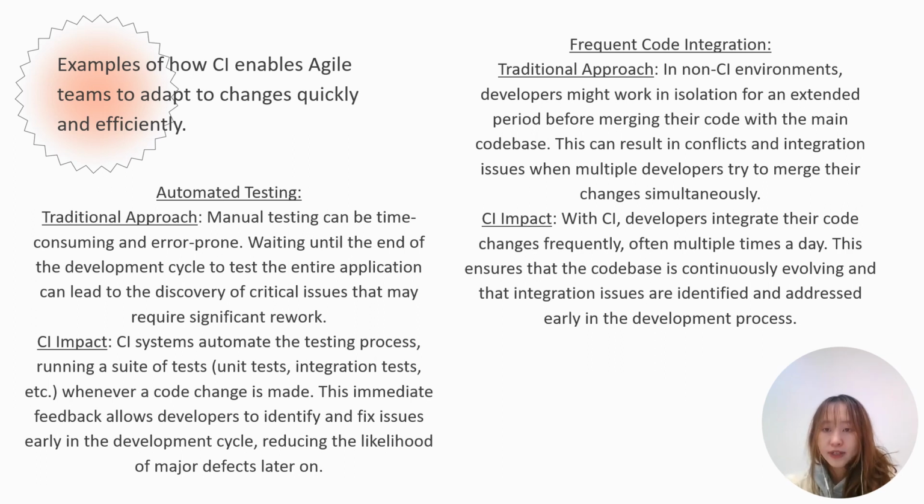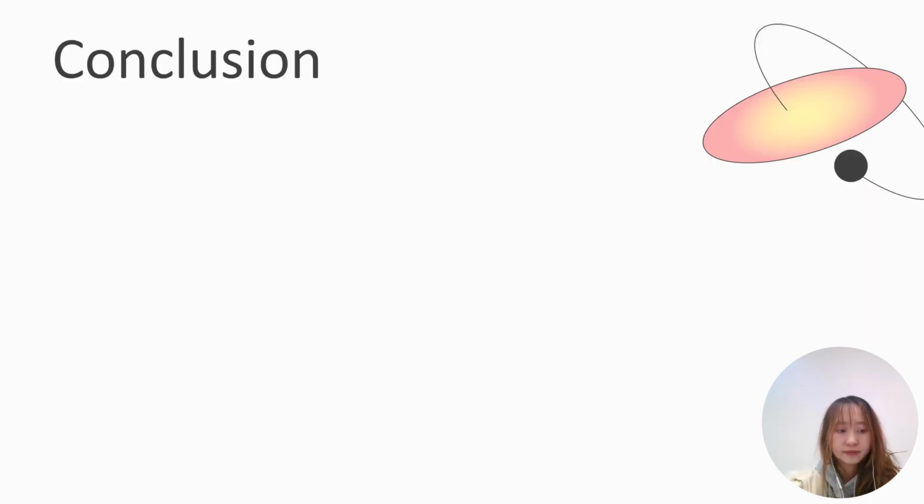In the traditional approach, developers might work in isolation for an extended period before merging their code with the main code base. But with CI, developers integrate their code changes frequently, often multiple times a day, which ensures the code base is continuously evolving and the issues are identified and addressed early.